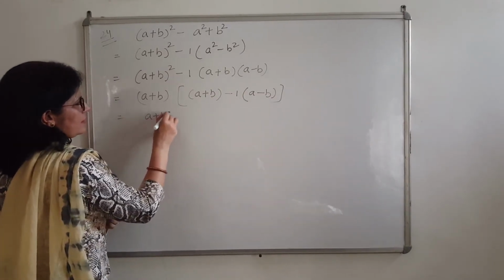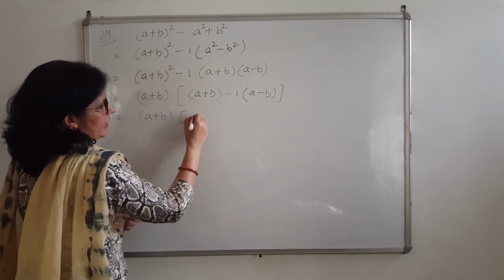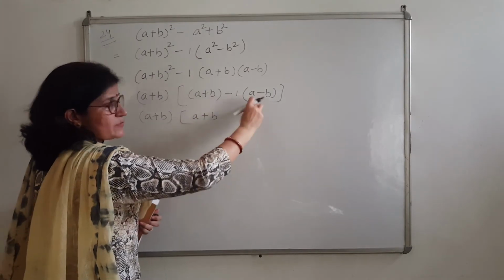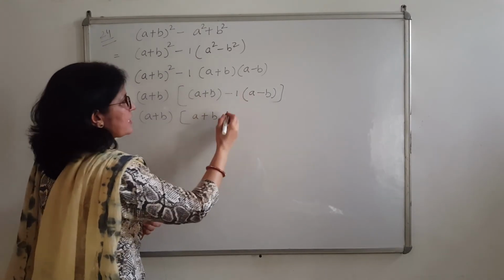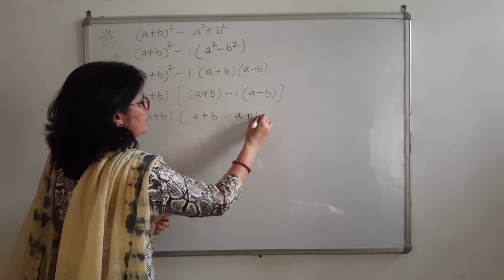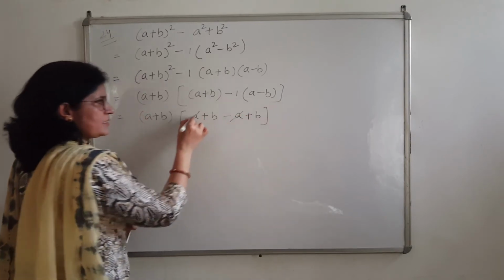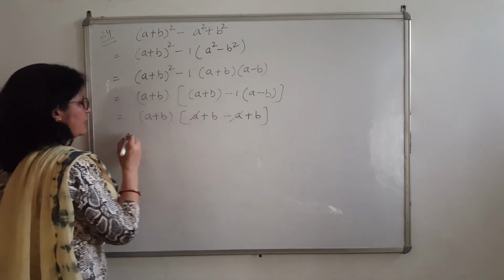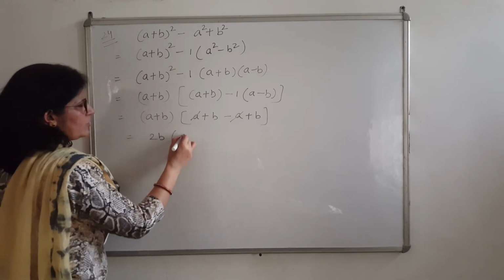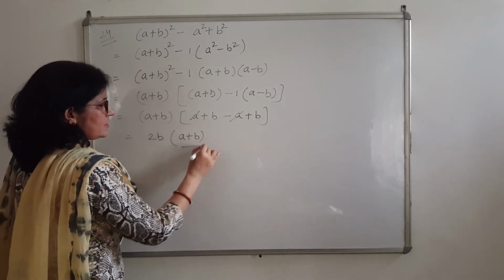A plus b into a plus b. This minus will be multiplied with both the terms, so their signs will change. It is cancelled. B plus b, we get 2b into a plus b. This is the first method.